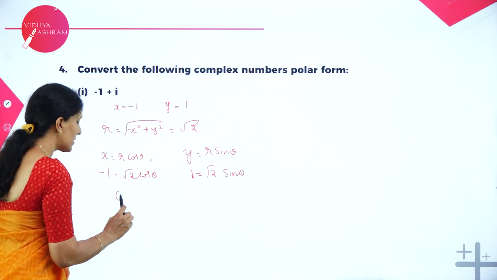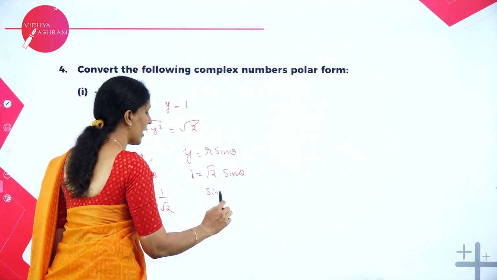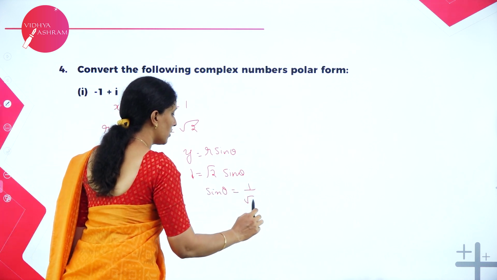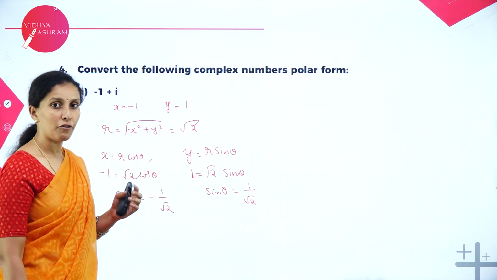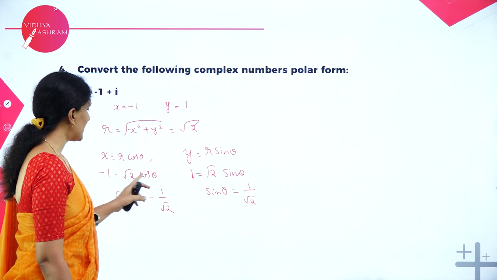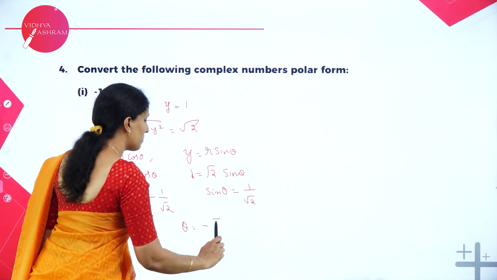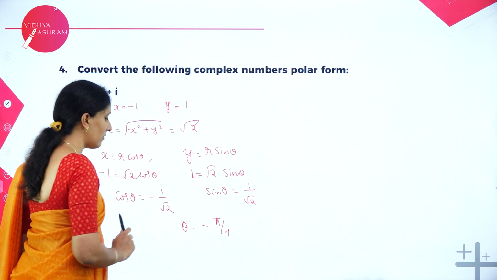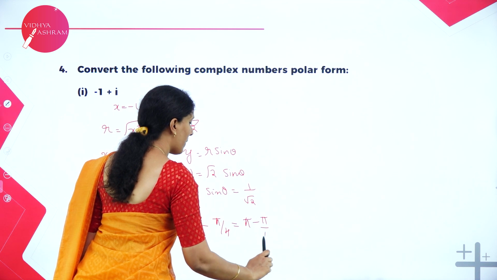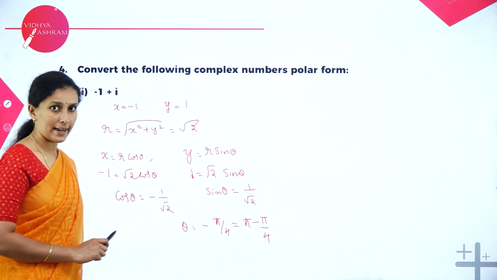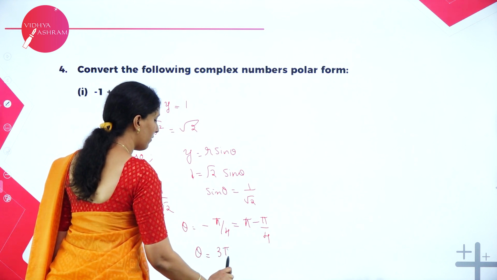So we will get cos theta as minus 1 by root 2 and sin theta as 1 by root 2. So 1 by root 2 for sine and cos is the same for angle 45 degrees, that is pi by 4. But since cos is negative, we will take theta as pi minus pi by 4, because for pi minus pi by 4 cos becomes negative. Therefore, we take theta as 3 pi by 4.